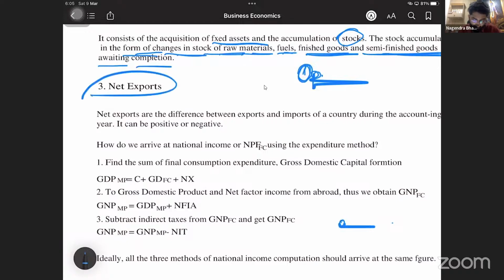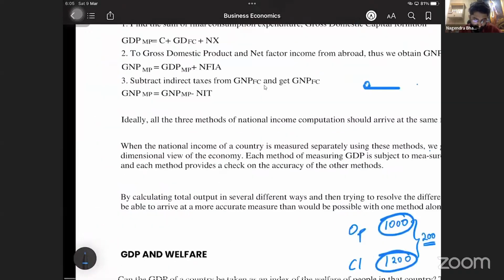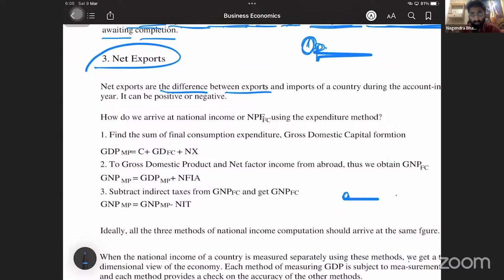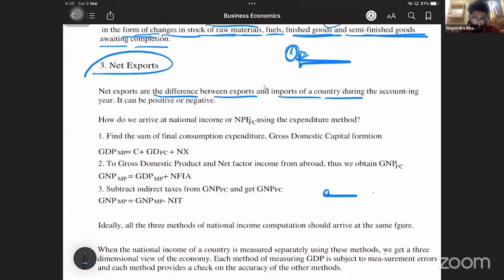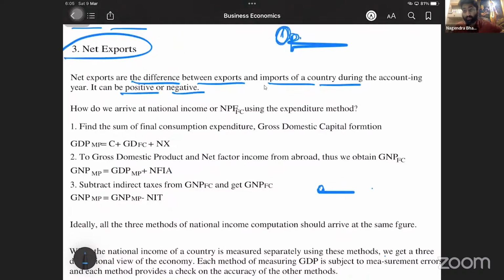And lastly, net exports. Net exports are the difference between the exports and imports of the country during the accounting year. It can be positive or negative. If the answer is positive, then it is good, sir, because exports are greater than imports. But usually it is negative, because in India we are importing more and the exports are less.